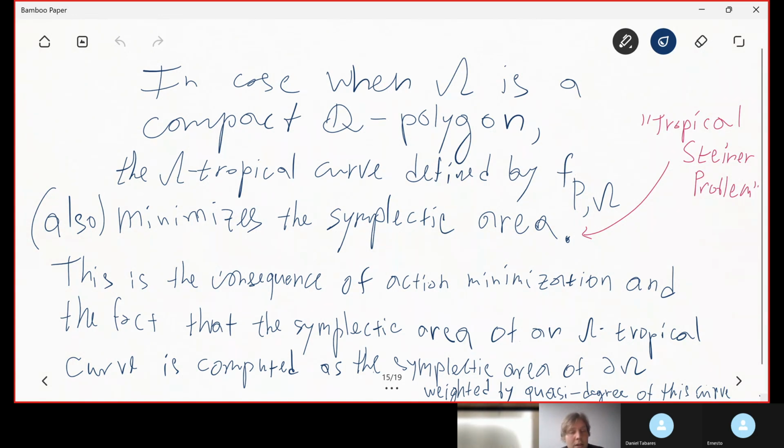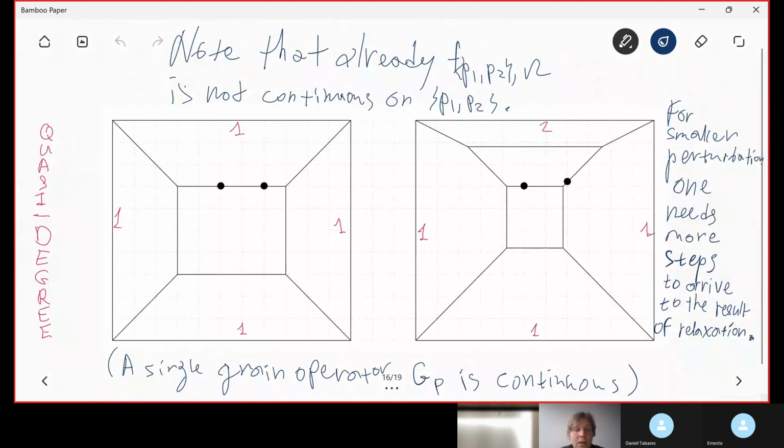And to tell just a few words about how you deduce this minimization, it follows from the action minimization and the fact that the symplectic area of this curve can be computed in terms of the symplectic area of the boundary, but you need to weight each edge on the boundary with an integer, which is the quasi-degree. So I'm not going there. Just show you in this precise picture what quasi-degree could mean.